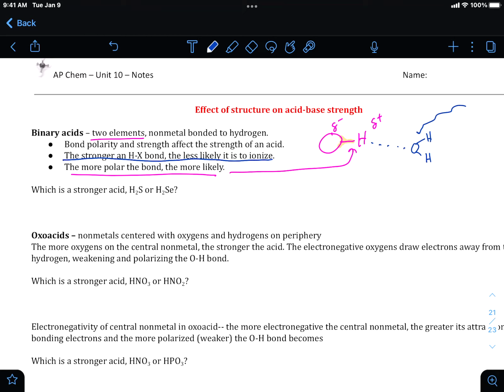Yes, Ron. I'm just a little bit curious. In that case, how come HF is a weak acid when it's really, really polar? Okay, that is a good question. That's our prime exception.